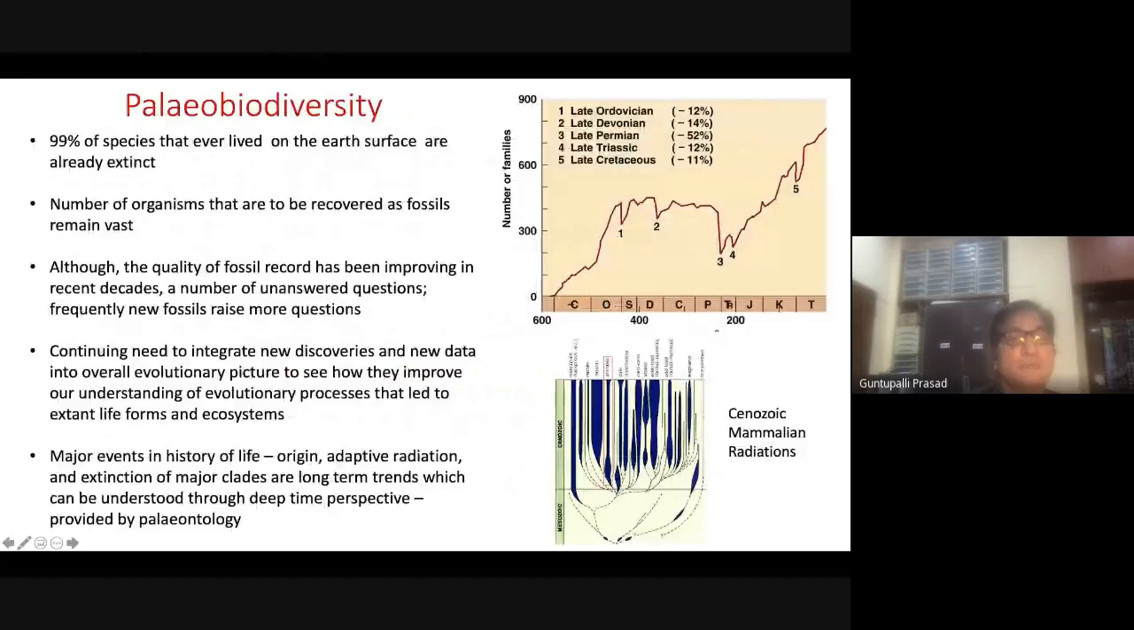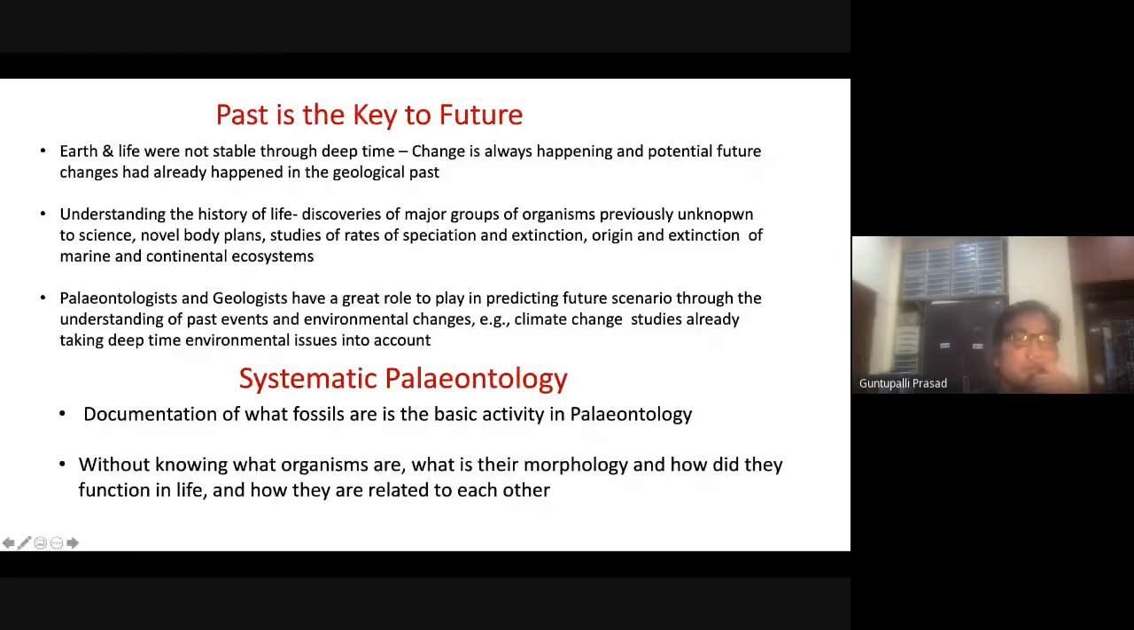There is a Huttonian principle, James Hutton's principle, that the present is the key to the past.